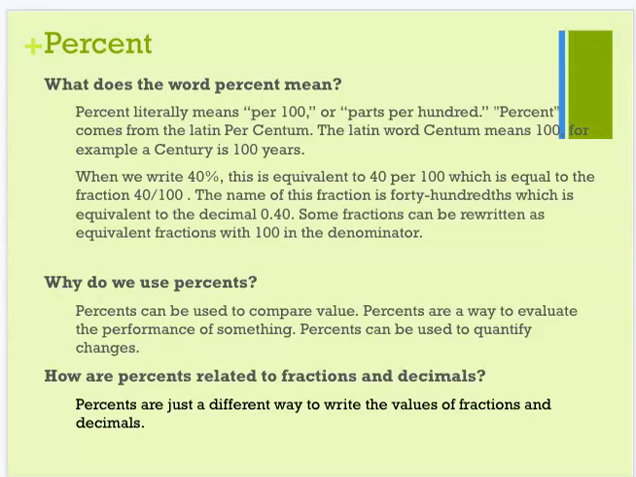So how are percents related to fractions and decimals? Well, percents are just a different way to write the values of fractions and decimals, but they all have the same value.